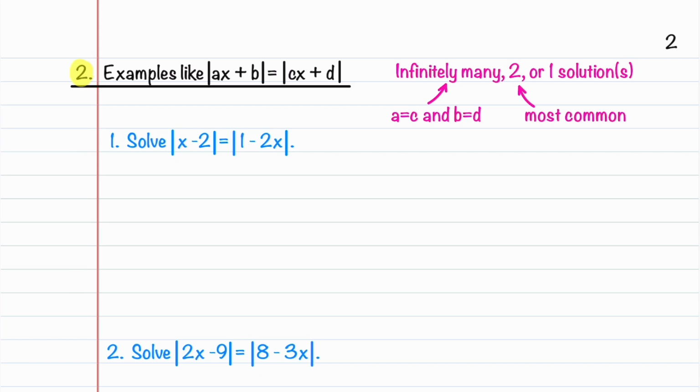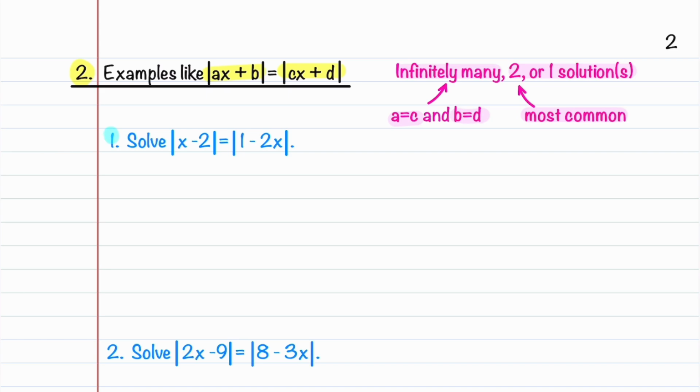Let's now look at some examples that have an absolute value of a linear function on the left and one on the right. These types of problems can either have infinitely many solutions. That's going to happen when A is equal to C and B is equal to D. So that doesn't really happen. You would never really solve a problem where you actually have 2 of the same functions set equal to each other. But it can happen. Or you can have 2 or 1 solutions. The most common number of solutions is going to be 2. And both of the problems that we're going to look at have 2 solutions.